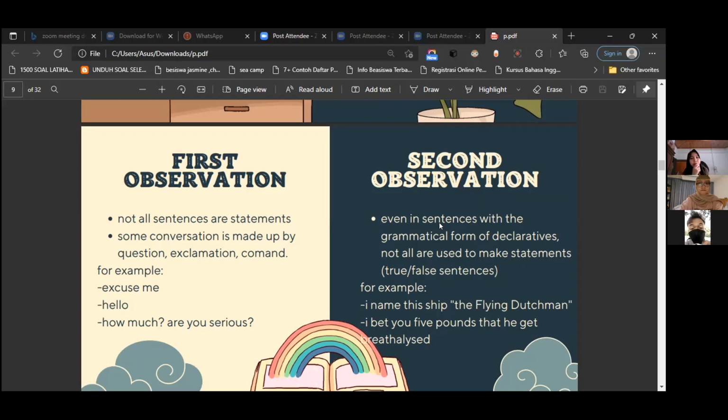And the second observation is that even in sentences with the grammatical form of declarative, not all are used to make statements. For example, I name this ship the Flying Dutchman. I bet you £5 that he gets breathalyzed. So these examples are not true or false statements. It is an action which takes the form of speech. Next slide.